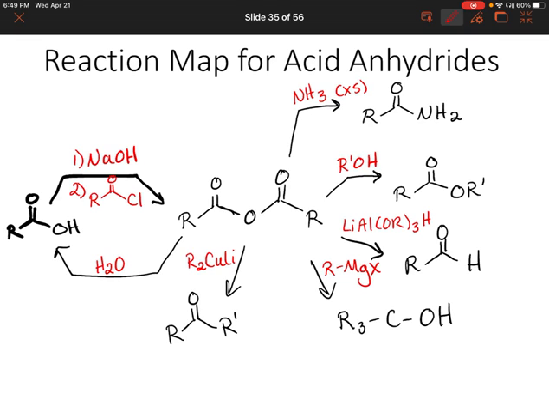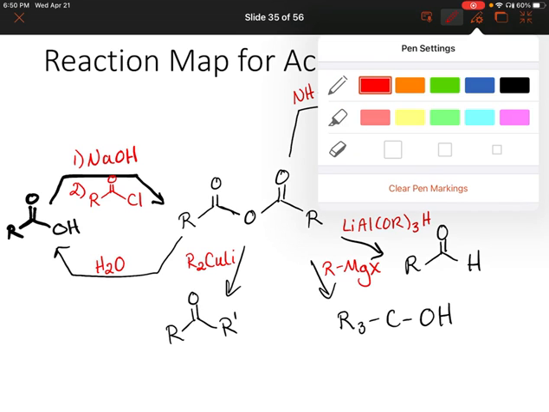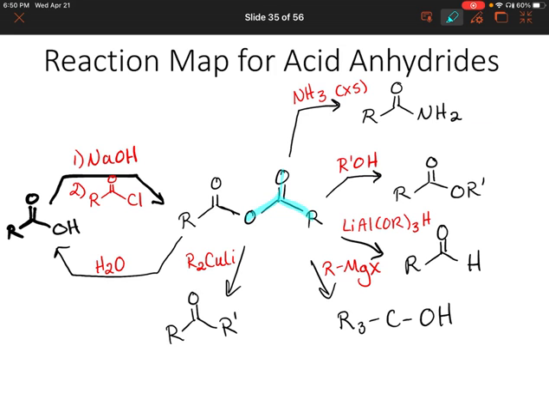So the only thing that isn't ideal with acid anhydrides is the leaving group contains a lot of atoms. So let's just highlight the leaving group. And we'll just make a note. The leaving group contains many atoms. So you can probably imagine that the atom economy for these reactions is not very good.